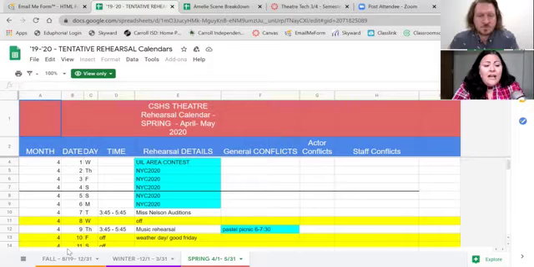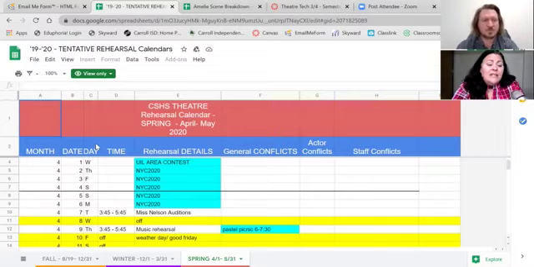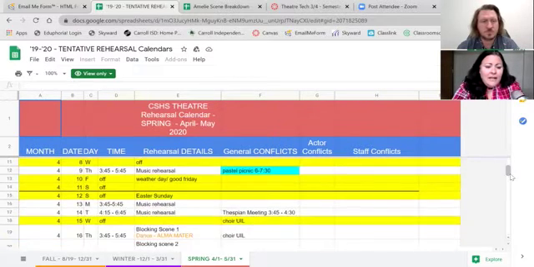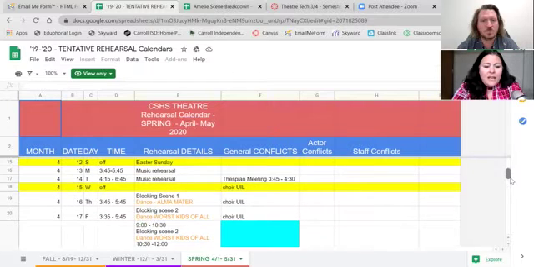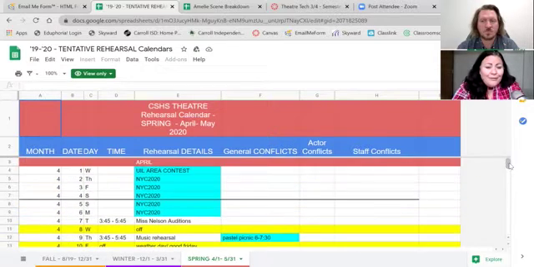So if you look here, I've got the month, the date, the day of the week, the time of rehearsal, the rehearsal details. This is where I'm going to put what are we doing that day so actors know if they need to come. For example, we've got blocking scene 1 and the dance alma mater. We've got blocking scene 2 and dance worst kids of all. And that was because I was blocking and our choreographer was working with the dancers. So I could have those two things happening at the same time.